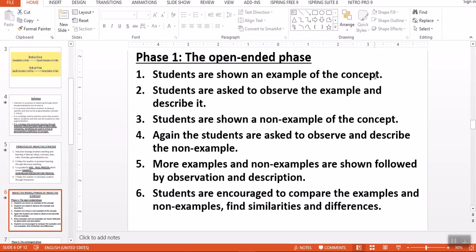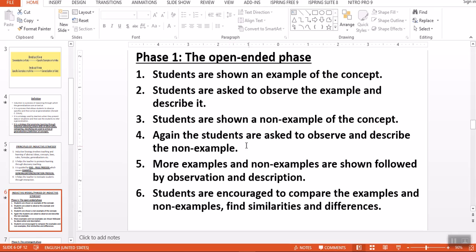A few examples are brought in by the teachers. Students are asked to observe the examples and describe them. They look at the few examples and see that they have different patterns. They try to infer and predict those patterns. Students are also shown non-examples so that they are very clear about it and are able to bring more examples. Again, students are asked to observe and describe the non-examples.